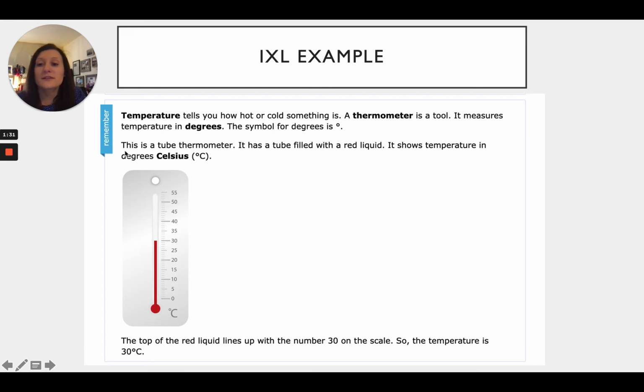Okay, so then it says this is a tube thermometer, and it has a tube that is filled with red liquid. It shows temperature in degrees, and in this case, degrees Celsius. The top of the red liquid lines up with the number 30 on the scale. So in this instance, the temperature is 30 degrees Celsius.